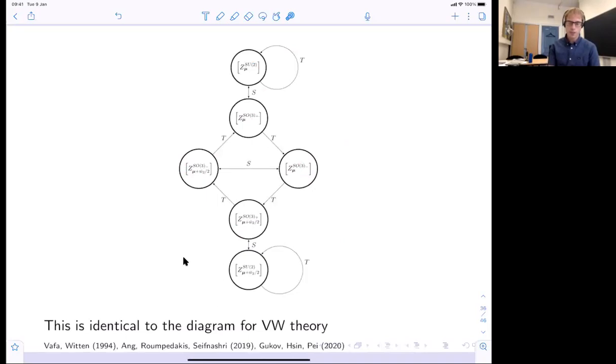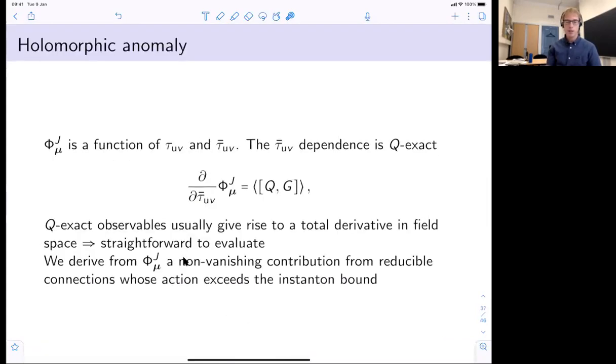And it's striking that this diagram is identical to the one for Vafa-Witten theory, which, while we derive it for N=2*, suggests that the N=2* theory gives rise to results identical to those for Vafa-Witten theory. Okay, so that's one aspect you can derive without evaluating the path integral, but just from the integrand, basically.